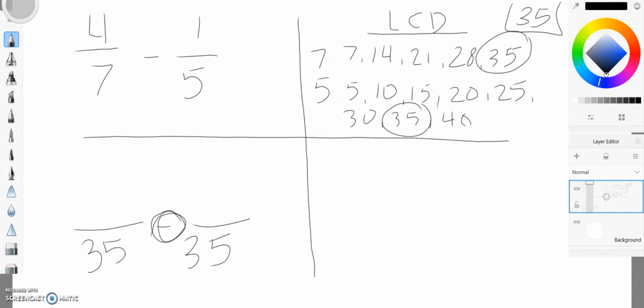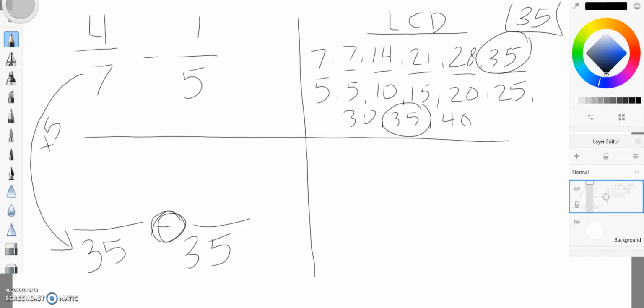So we have to look at 4/7 and see how would we change that to something with the denominator of 35. So 7 times what gets me 35? Well, let's look at the multiples for 7 we did here on the side. How many times did I count by 7? 1, 2, 3, 4, 5. We counted 5 times to get to 35. So 7 times 5 is 35. So I'm going to put times 5.